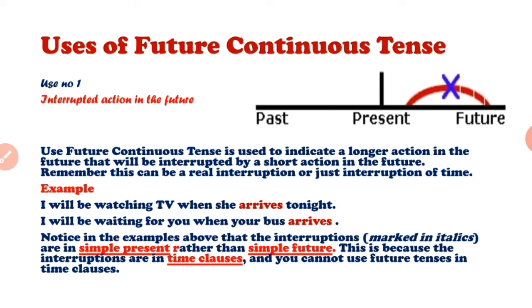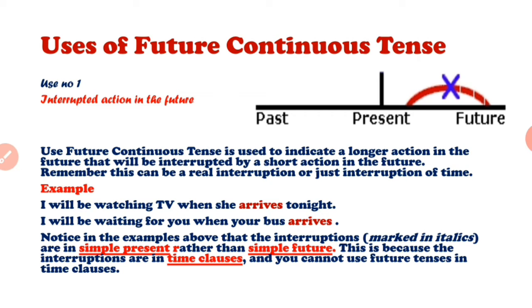Use of future continuous tense. Here you can check, students, use number 1, interrupted action in the future. Here I'll tell you what is the interruption. First we'll study about this one.